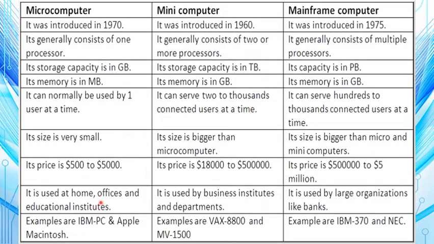The purpose of use for the microcomputers are home, office, educational institutions. Mini computers are used by business institutes and different departments. Mainframes are used by large organizations like banks, etc. Examples of micro are IBM PC, Apple Macintosh. For the mini, examples are VAX 8800 and MB 1500. Examples for mainframe are IBM 370 and NEC.